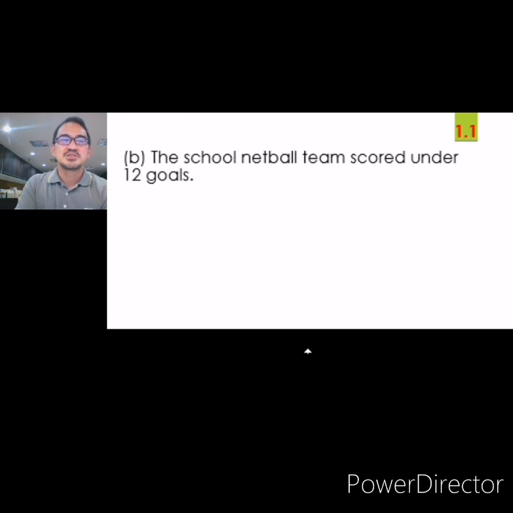Letter B. The school netball team scored under 12 goals. What do you think is the answer? If your answer is less than, then you are right. The school netball team scored under 12 goals. The word under denotes less than. So therefore, the school netball team scored 11 goals, or could be 10 goals, could be 9, but less than 12.